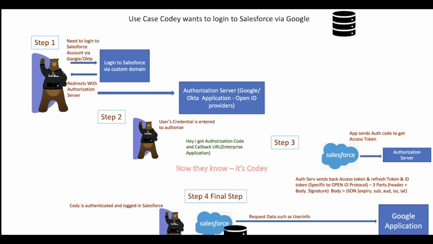There he enters his username and password. Once he enters them, and if they are correct, he gets the authorization code and callback URL. Now Salesforce uses that authorization code and sends it to the authorization server to get back an access token, a refresh token, and an ID token, which is specific to OpenID. That ID token has three parts: header, body, and signature.